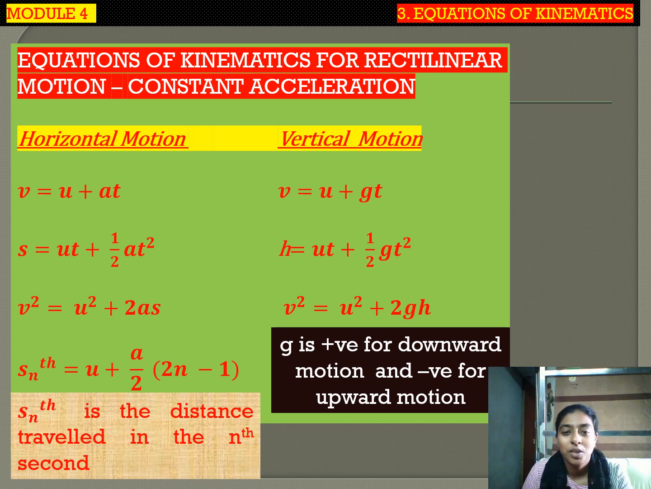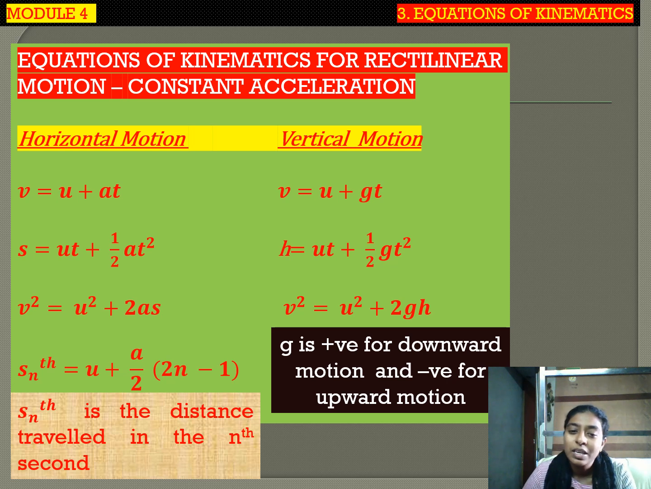Now, the other equations are for when it is in horizontal motion and when it is in vertical motion. When the object is in horizontal motion, our basic equations for kinematics of rectilinear motion for constant acceleration are v is equal to u plus at, s is equal to ut plus half at square, v square is equal to u square plus 2as, and s nth is equal to u plus a by 2 into 2n minus 1.